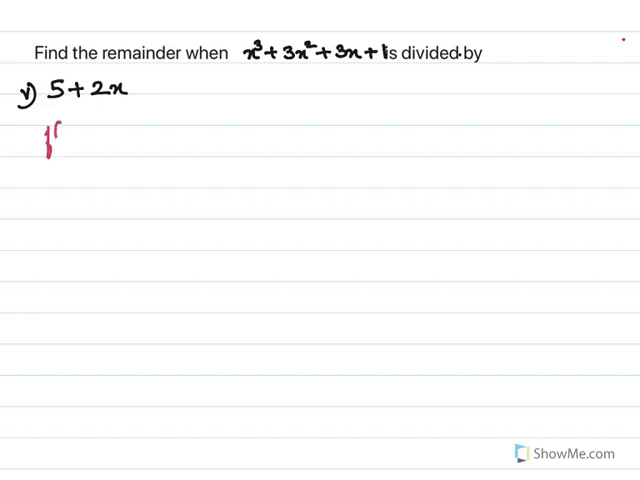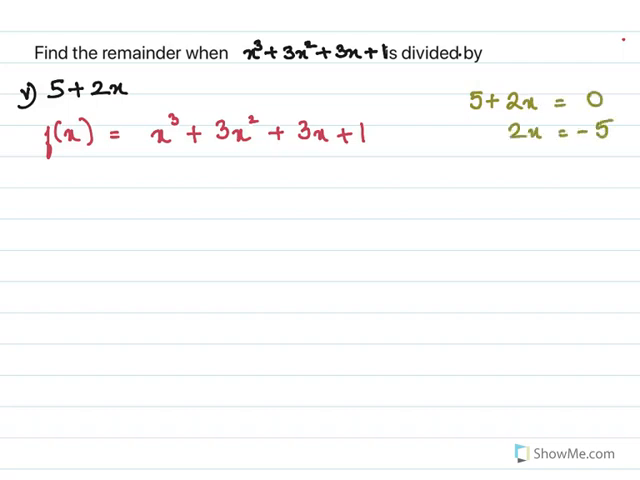So we write it as f of x equal to x cube plus 3x square plus 3x plus 1. Now it is divided by 5 plus 2x. Equal to 0, 2x equal to minus 5, so x is minus 5 by 2. So f of minus 5 by 2, we've got to do this to find the remainder.